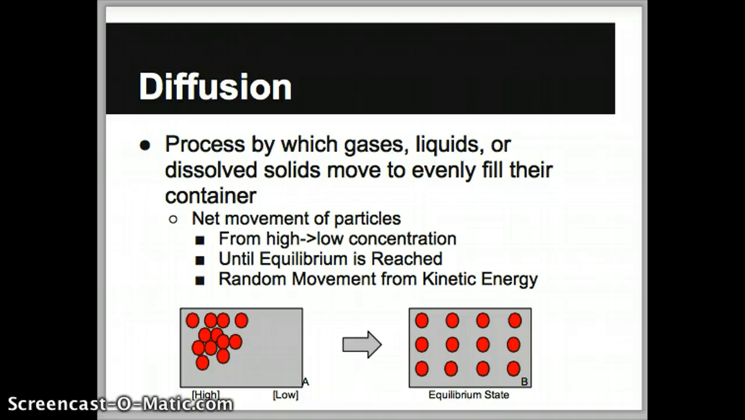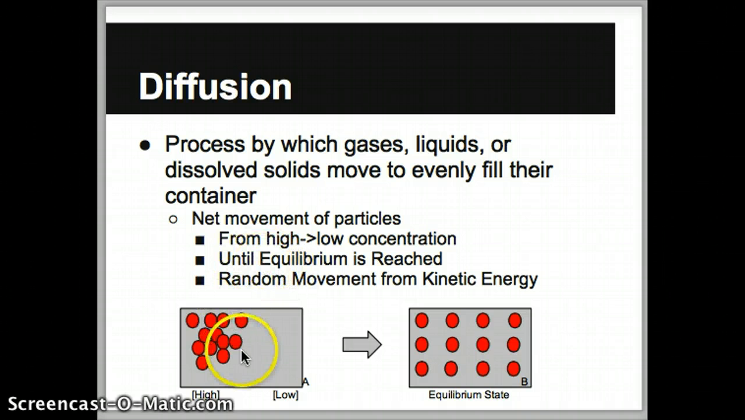The first thing we're talking about today is diffusion, which is the process by which gases, liquids, or dissolved solids move to evenly fill their containers. This is marked by the net movement of the particles, whether it be the gas, liquid, or dissolved solid, from an area of high to low concentration in the container until an equilibrium state is reached. The random movement is marked by the kinetic energy of these molecules.